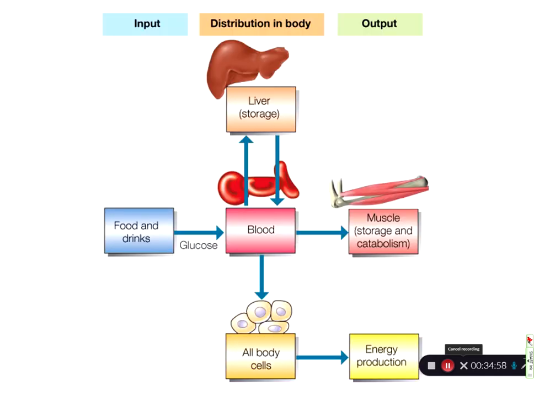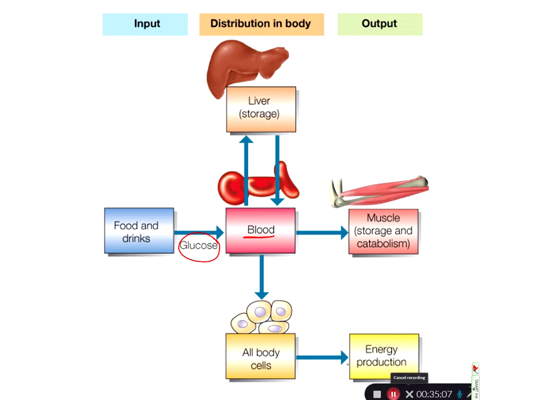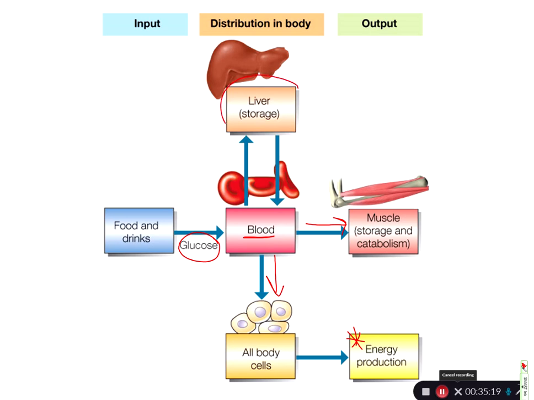So this is just showing you if you take in food and drink and they have glucose in them, it goes into your bloodstream. And from there, your cells can use it to make energy. So you can see it's going to your body cells, you're making energy. Or your muscles can use it, and that can help them contract. Or you can store it in your liver as glycogen. So you can bring your sugar up later if your sugar ever drops.